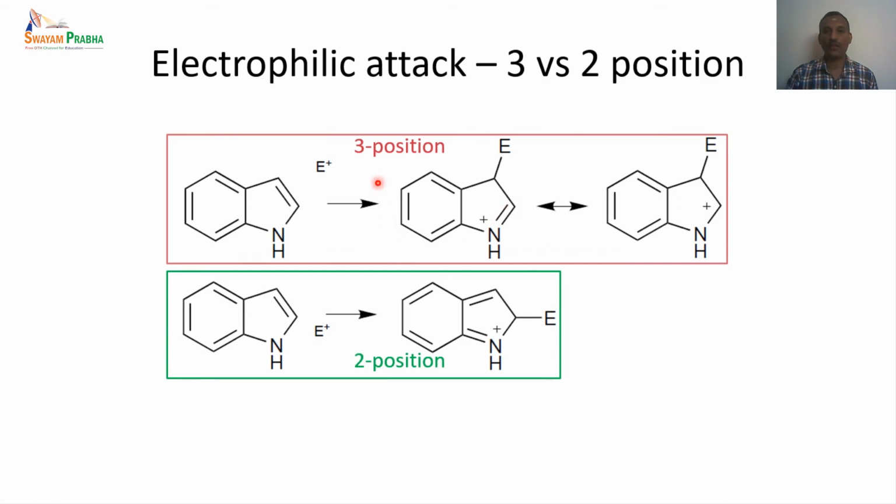And if the electrophilic attack takes place on the second carbon, we only have one case, where this is the only intermediate which is formed, which is also not resonance stabilized. So there are 2 favorable factors which prefer the electrophilic attack on the 3 position. 1, this carbon is more electron rich. 2, the attack of the electrophile on this carbon leads to an intermediate which can be resonance stabilized. So these are the 2 reasons the 3 position attack of the electrophile is most favored in the case of indoles.